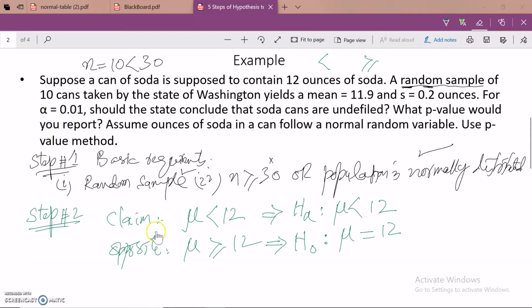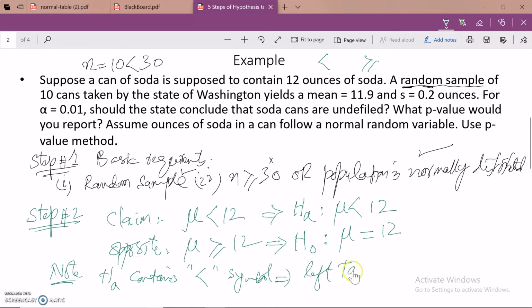So now note that the alternative hypothesis contains a less than symbol. We note that H sub A contains a less than symbol, so this implies that it's a left tail test. L for less, it's an easy way to remember. L for less and L for left, right? That's an easier way to remember that.